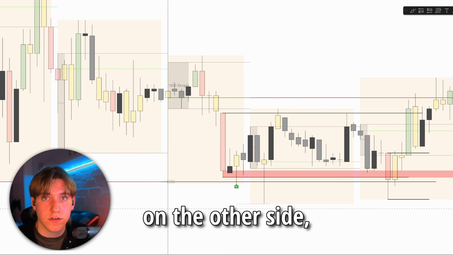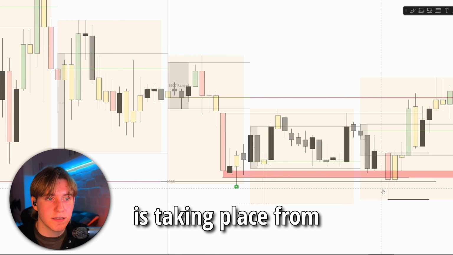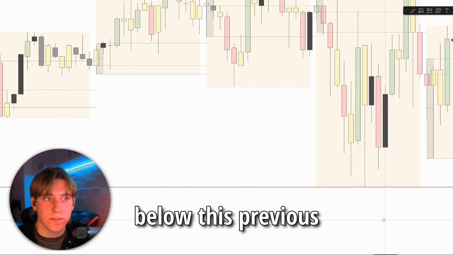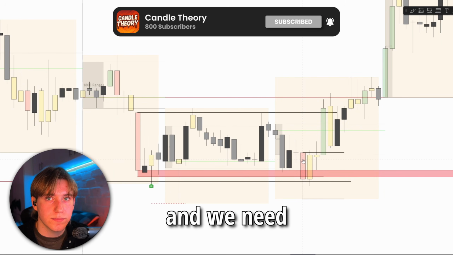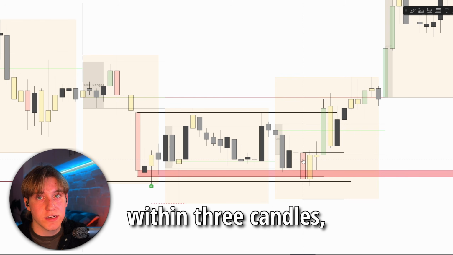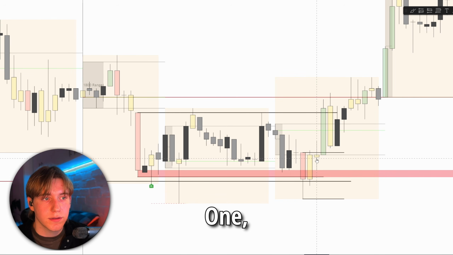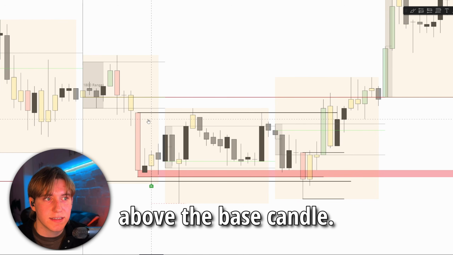If we do get a close on the other side, it means a reversal is taking place from this candle that is failing to close below this previous profile's edge. So if this is candle 0 and we need a confirmation within 3 candles, let's start counting. 1, 2, 3. This third candle confirmed above the base candle.